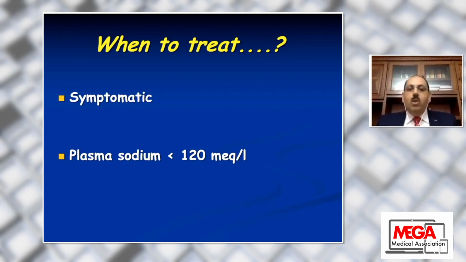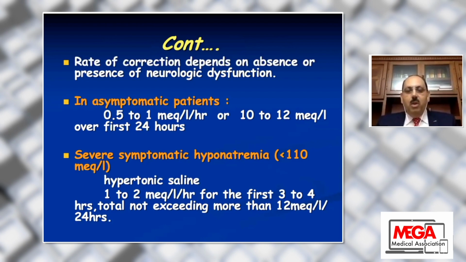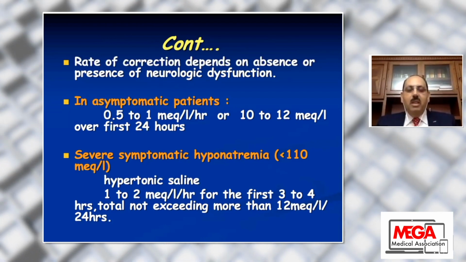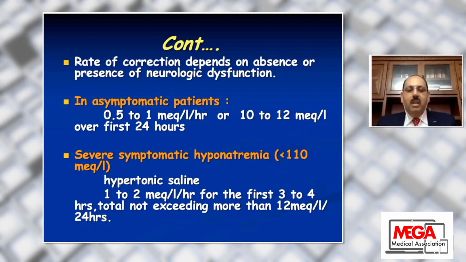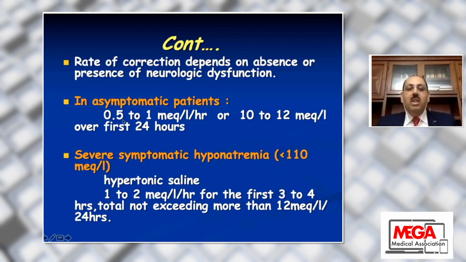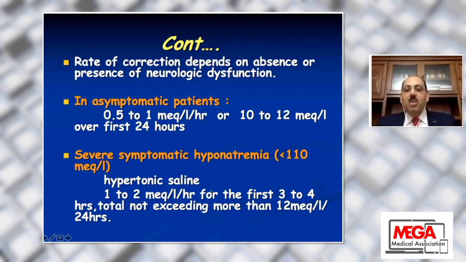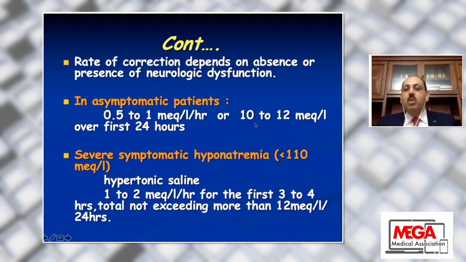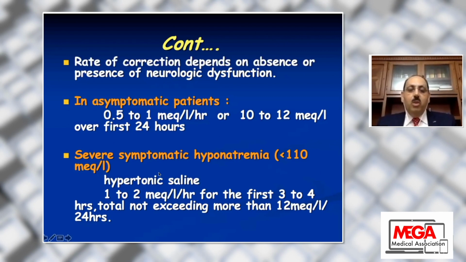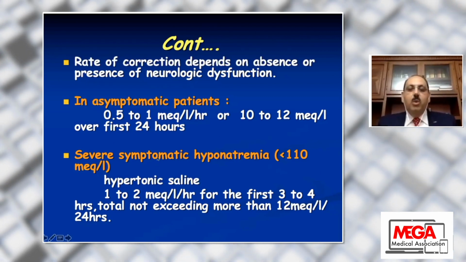Also, the rule in correction is slow and gradual correction. Avoid rapid correction, as it will result in permanent neurological dysfunction. So the correction should not exceed 0.5 to 1 milliequivalent per liter per hour, or a maximum in 24 hours should not exceed 10 to 12 milliequivalent per liter, either using normal saline or hypertonic saline in severe symptomatic hyponatremia.